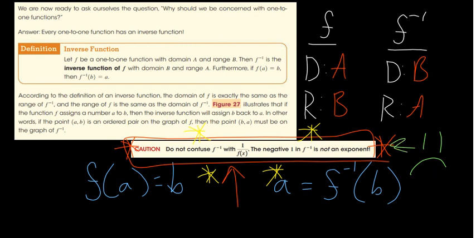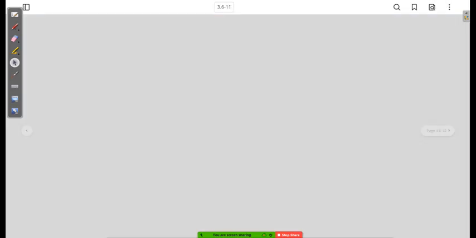Okay, so yeah, it's very important. I took longer than I probably should have to point that out. It is not the exact same thing. It is not the same thing as a negative exponent. Don't do it. You're going to miss everything. Okay. Hopefully I drove that point home.